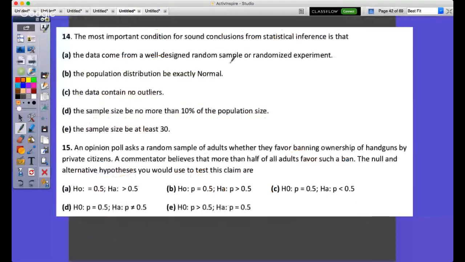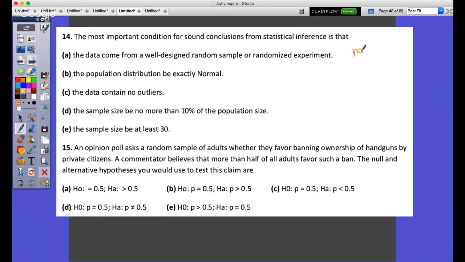14. I think that we're going to the next one here. 14. The most important condition for sound conclusions from statistical inference is that. Oh, this is a good one. I'm not going to look at the answer for this one. I want to see. Sound conclusions.